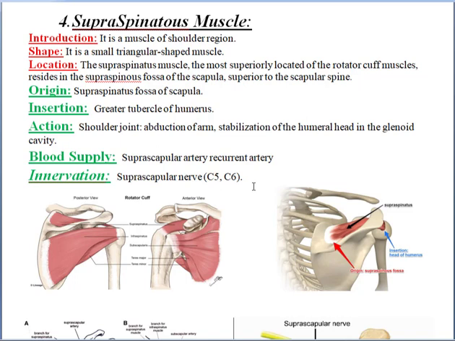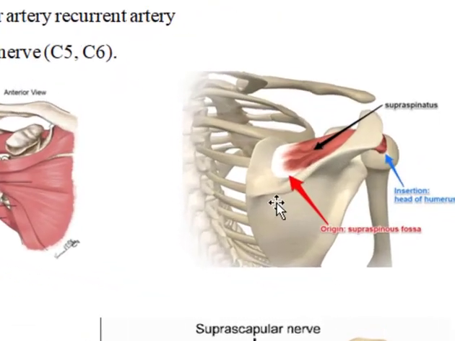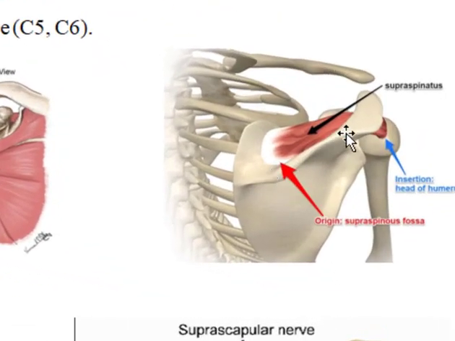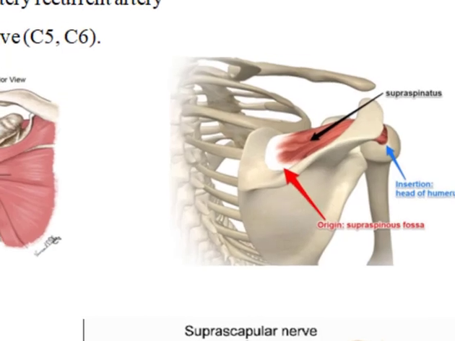Now look carefully, friends. Supra means above, spinatus means the spine of the scapula. If you can see here, on the posterior surface of the scapula, there is a process which is called the scapular spine. So above this spine there is a muscle called supraspinatus muscle, and below this spine there is another muscle called infraspinatus muscle, which we will discuss right now.